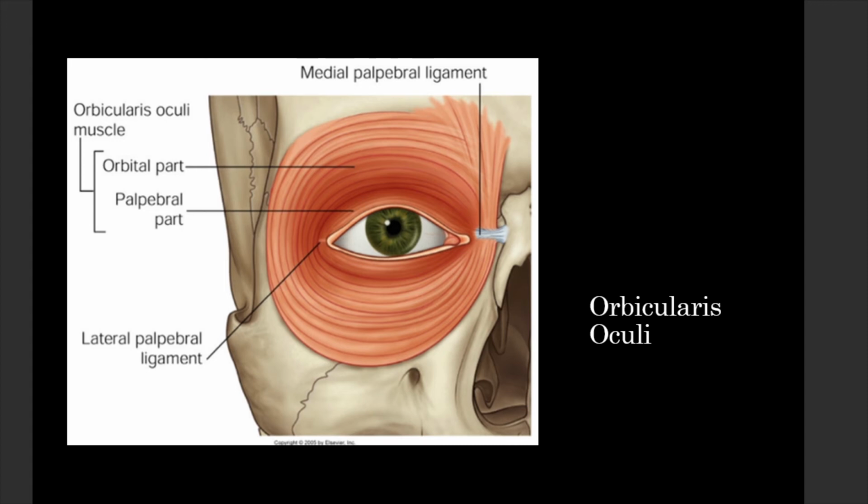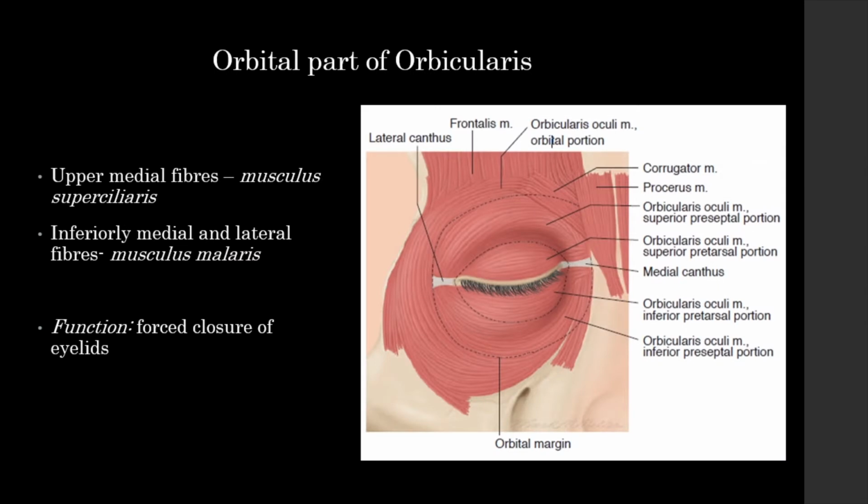Orbicularis oculi. This is divided into the orbital part and the palpebral part. The palpebral part is further divided into the pretarsal and preseptal portions. First, the orbital part of the orbicularis. It takes origin from the medial palpebral ligament and adjacent bones, like the frontal process of the maxilla, the maxillary process of the frontal bone, and the upper and lower orbital margins. The fibers sweep superiorly and inferiorly, and get inserted along the lateral palpebral raphe.